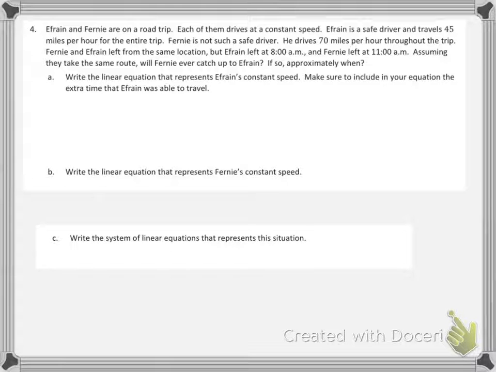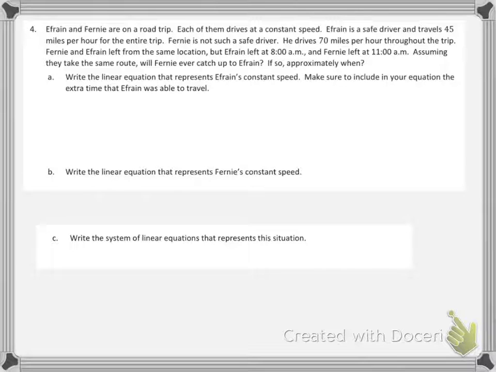Ephraim and Fernie are on a road trip. Each of them drives at a constant speed. Ephraim is a safe driver and travels 45 miles per hour for the entire trip. Fernie is not such a safe driver. He drives 70 miles per hour throughout the trip. Fernie and Ephraim left from the same location, but Ephraim left at 8 a.m. and Fernie left at 11 a.m. Assuming they take the same route, will Fernie ever catch up to Ephraim?